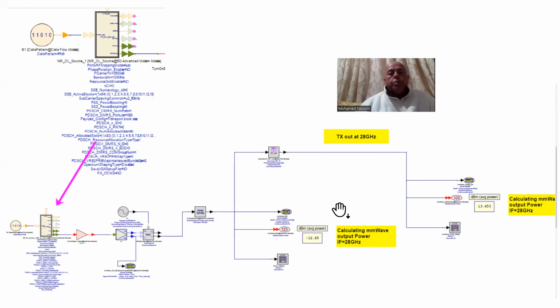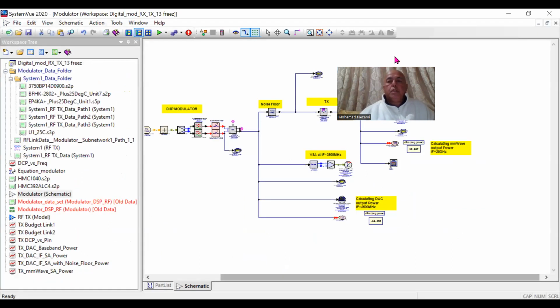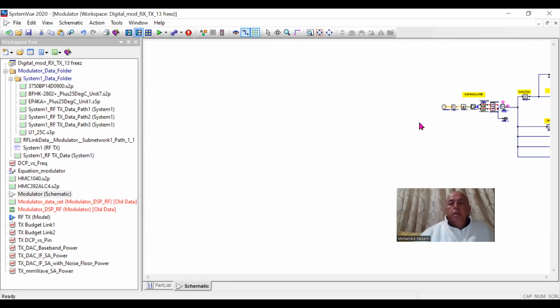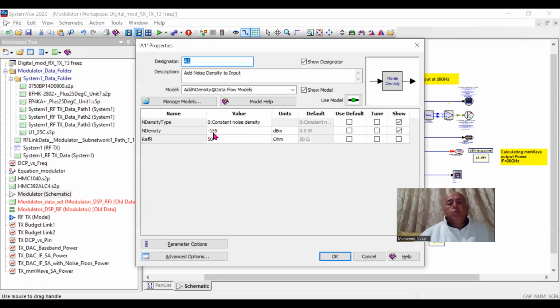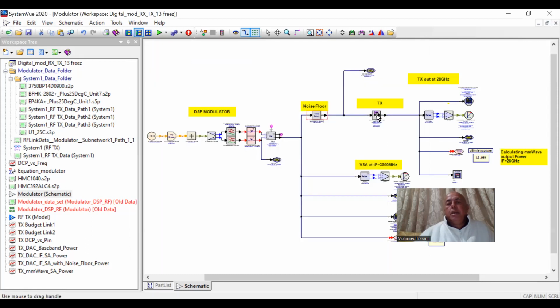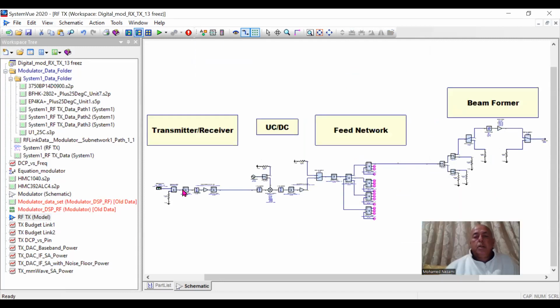So let's look at the system. Right now this is the digital modulation section. This is setting the noise floor. Like I said before, it's set right now at minus 155 dBm per hertz. And this block here is really the RF transmitter that is running here. So we've got the entire transmitter section that was designed in video number 6.